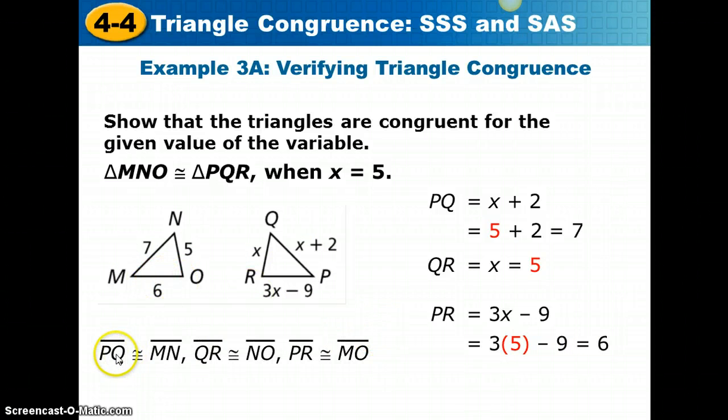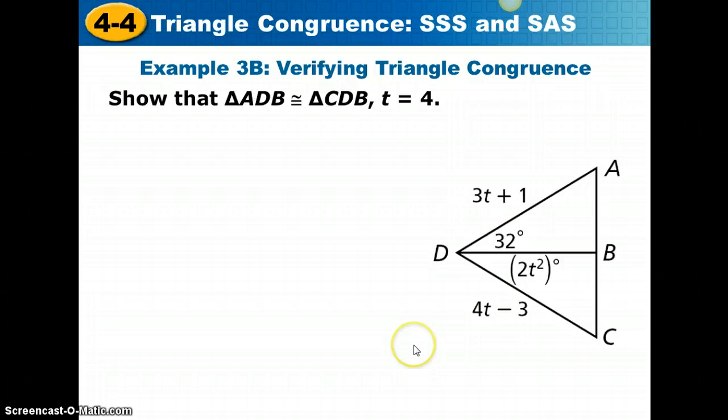So we can say PQ is congruent to MN, QR is congruent to NO, PR is congruent to MO, so we have side, side, side congruence. Triangle MNO is congruent to triangle PQR by side, side, side. Your problem in your notes needs to show all of this. Alright, let's see if you can take a few moments to try and work this one out, and I will give you some heads up.